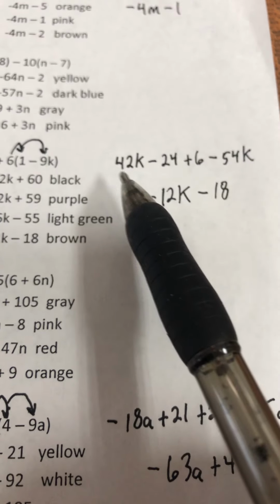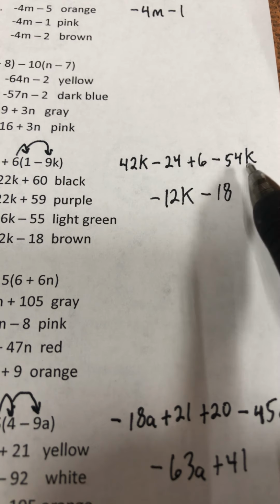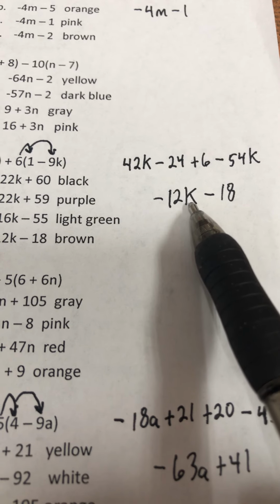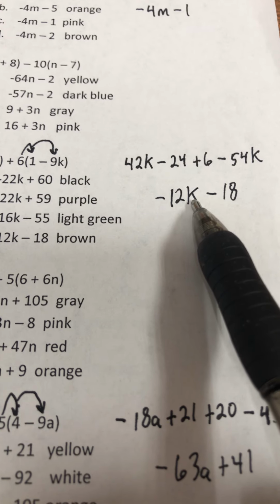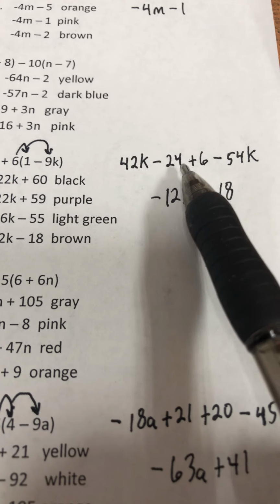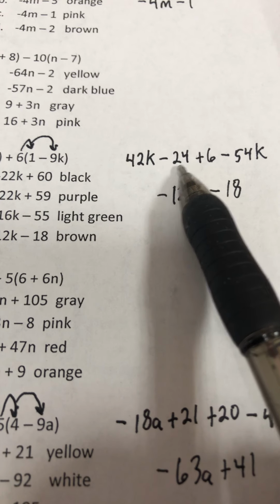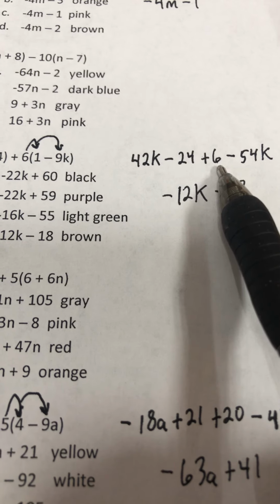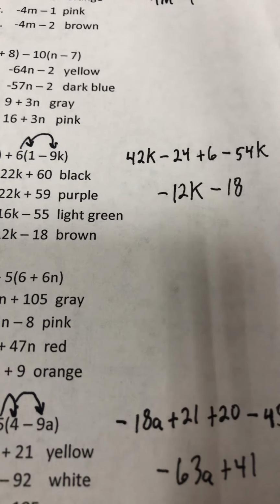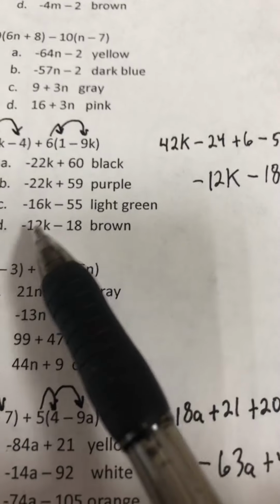I combine my like terms. 42 minus 54 gives me 12, and there's a k there. That's why I put them together, because they had the k with it. That's combining like terms. These do not have any letters with them, so I could put them together. So a negative 24 plus 6 gives me a negative 18, and that's going to give me the brown.